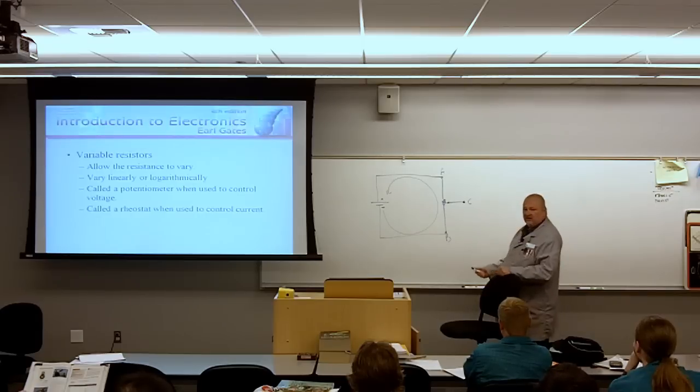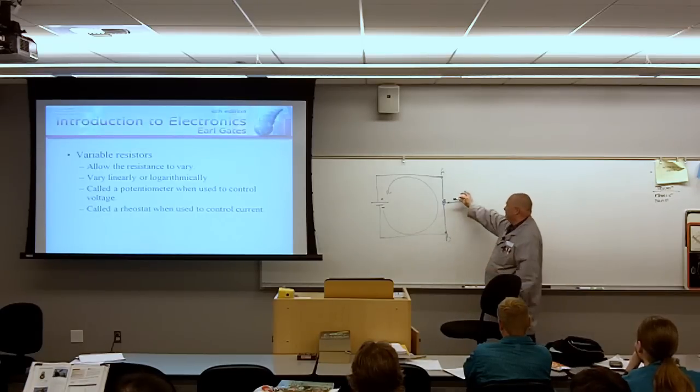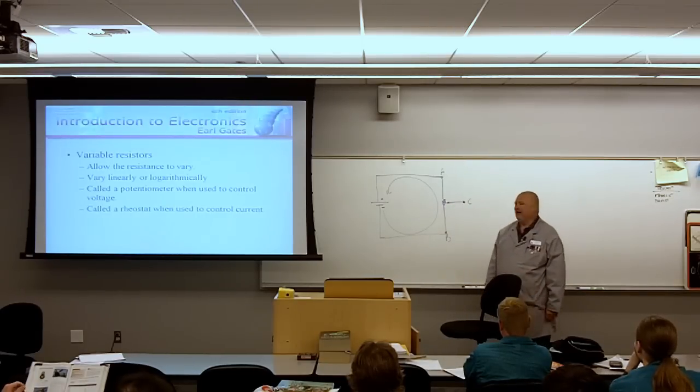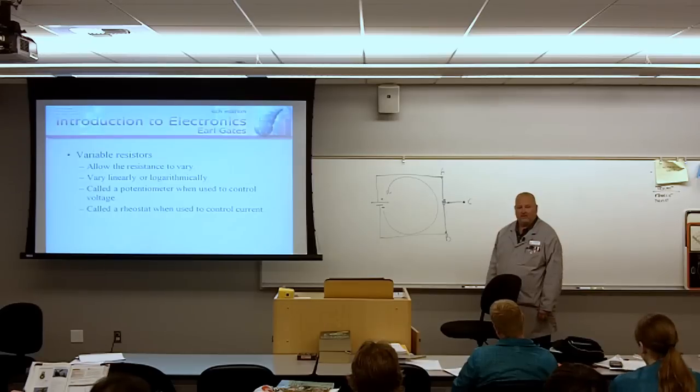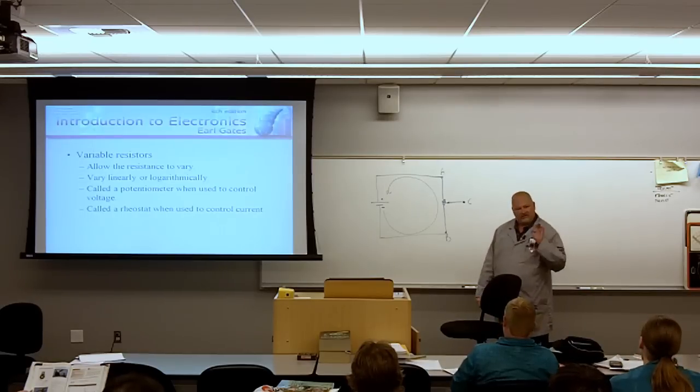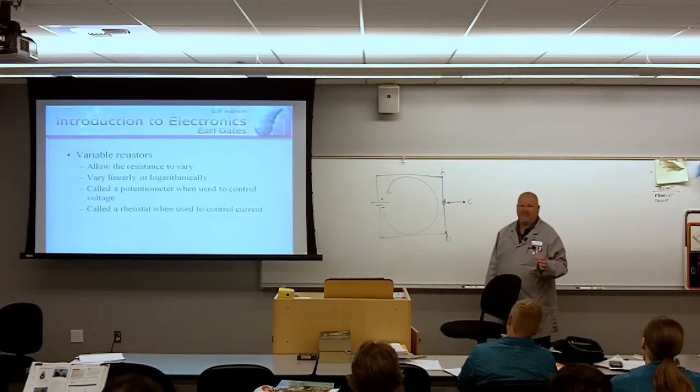Now, in this particular configuration, I could move this wiper arm up and down all day long. Am I going to have any effect on current flowing through the circuit? Why? It's just one circuit. It's just flowing between point A and point B. Point C is effectively not even part of the path. So I can move that wiper arm, hey, look, Mom, right? Nothing's going to change. Nothing's going to happen.